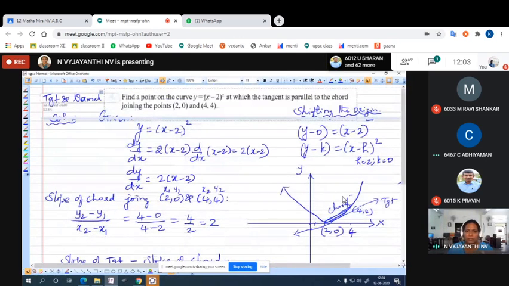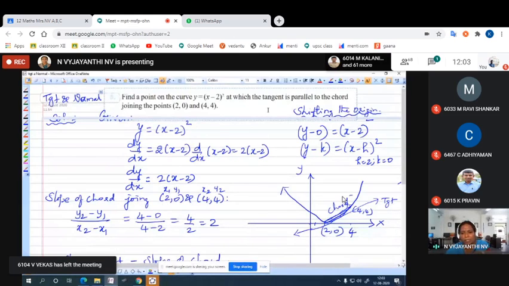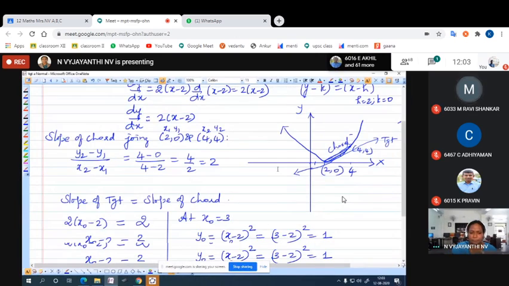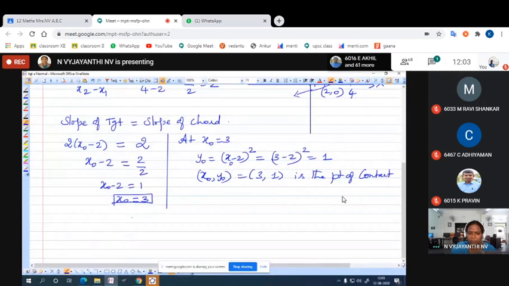Find a point on the curve at which the tangent is parallel to the chord joining the points (2, 0) and (4, 4). If two lines are parallel, their slopes will be equal. If two lines are perpendicular, then the product of their slopes will be minus 1. Isn't it? If two lines are parallel, slopes will be equal.